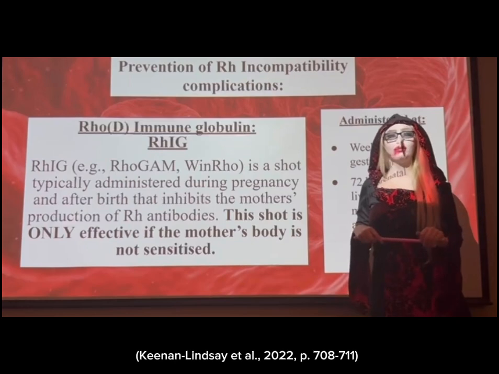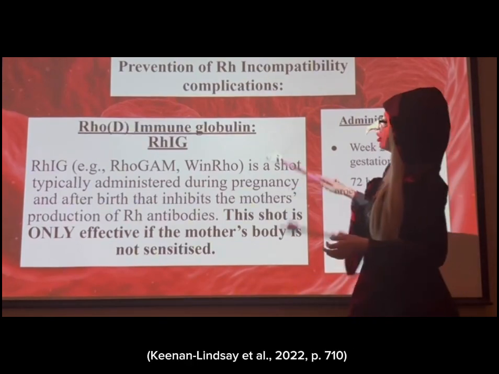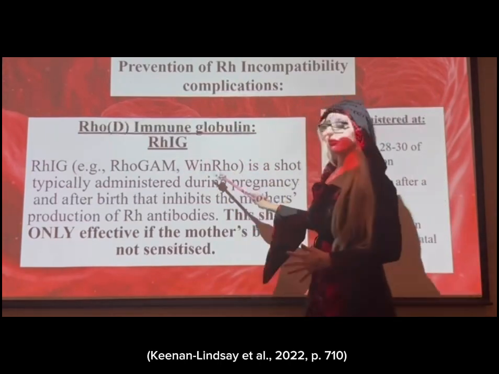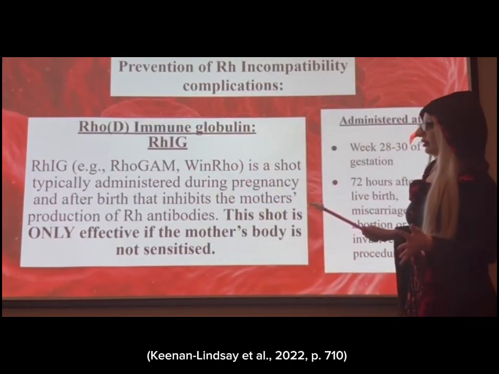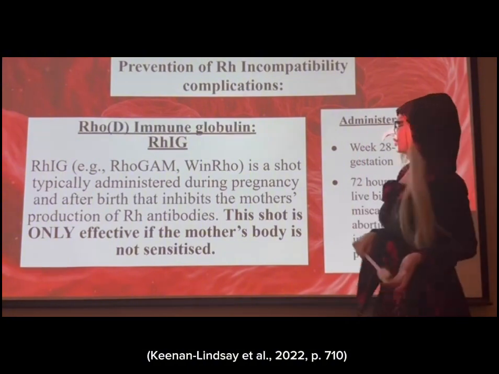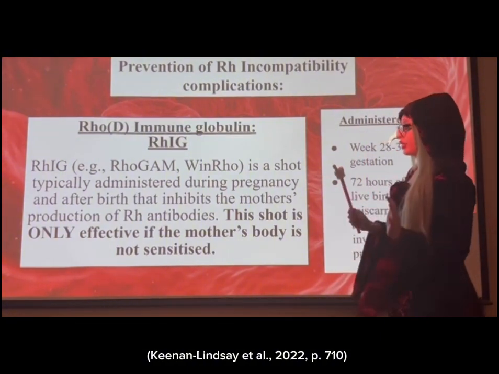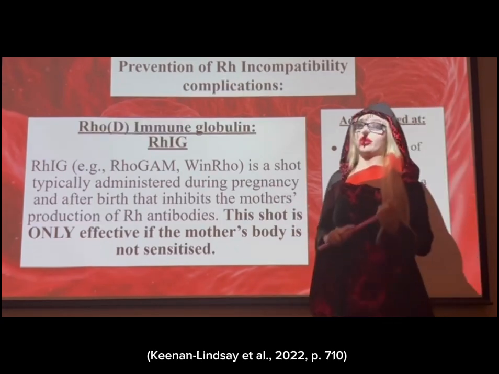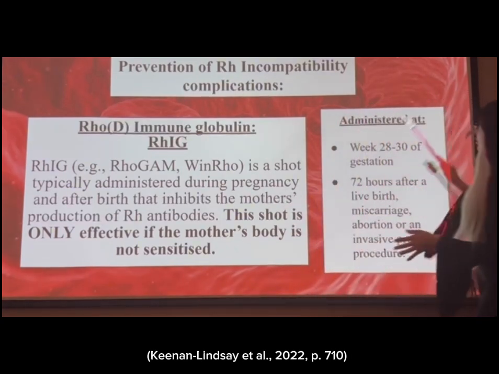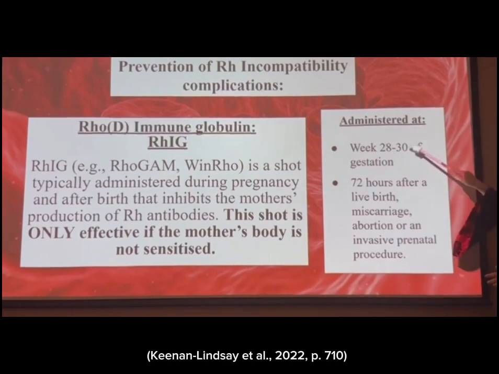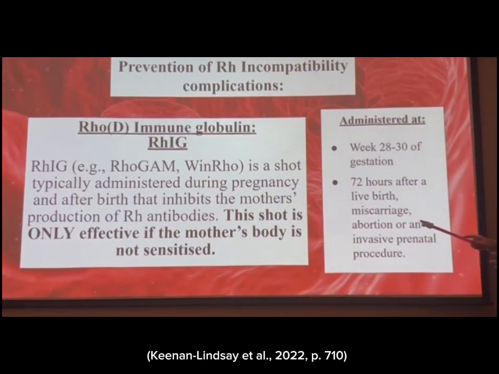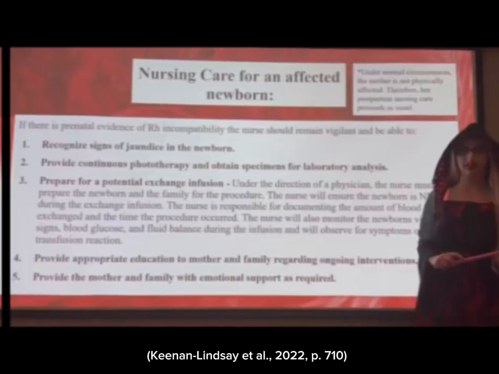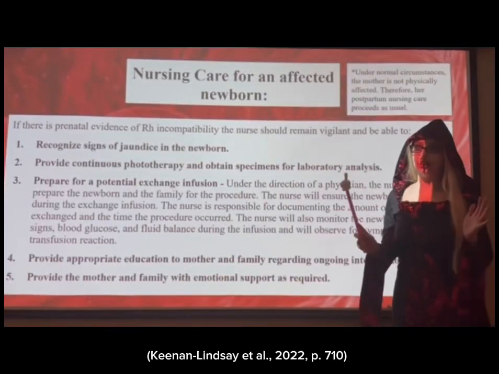Prevention of Rh incompatibility complications. The RHIG shot, otherwise known as RhoGAM or WinRho, is a shot that is typically administered during pregnancy and after birth that inhibits the mother's production of Rh antibodies. This shot is only effective if the mother is not yet sensitized. It's typically administered around week 28 to 30 of gestation and 72 hours after live birth, miscarriage, abortion, or an invasive prenatal procedure.